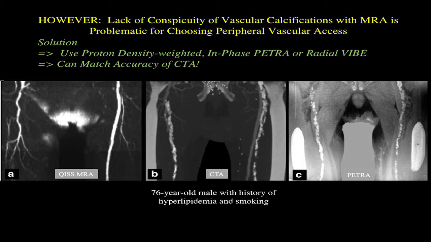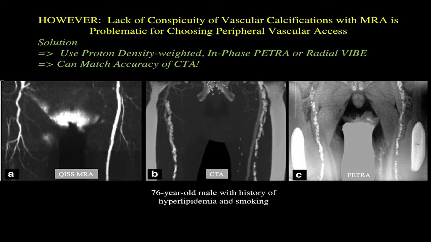But this is a problem too. So we like to see calcifications if you're planning to do a percutaneous intervention, either a TAVR procedure or just putting in a stent. It's very hard to access a densely calcified vessel, and you don't see them with MR.